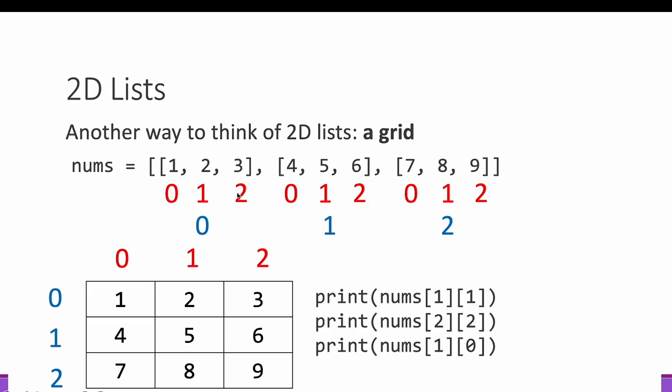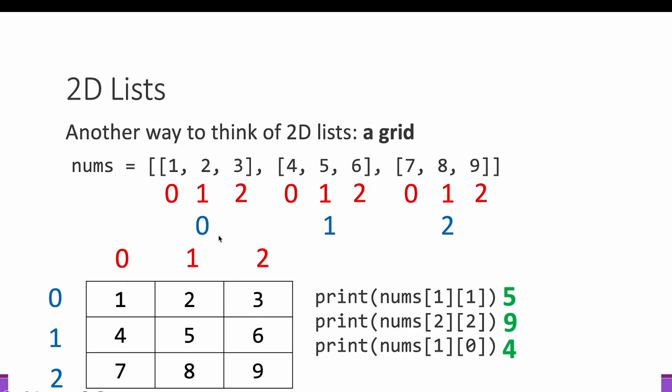So if we print 1, 1, 1, 1 is still list 1, item 1, which is 5. Or we can go to the row first. So it's row 1, and then it's column 1 within that row, which is 5. 2, 2 is going to be row 2, column 2, which is 9. And then 1, 0 is row 1, column 0, which is 4. Now in the GCSE exam, they will always tell you what order these go in, but as far as Python goes, it's always going to be the row first and then the column.